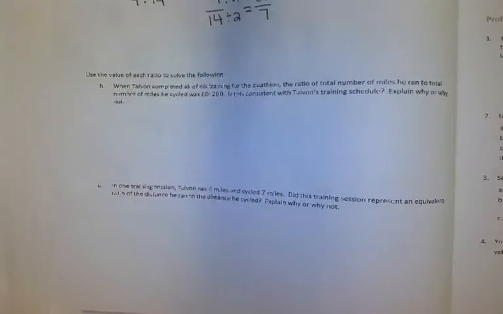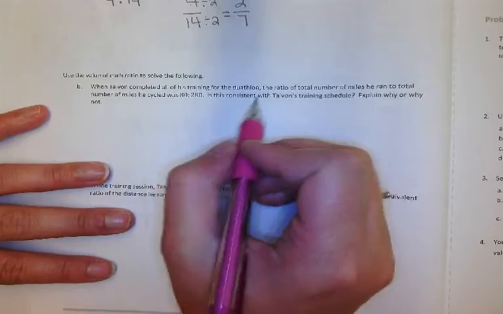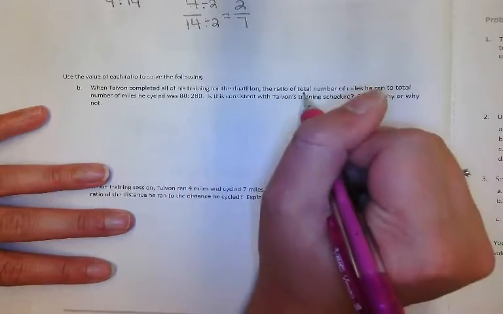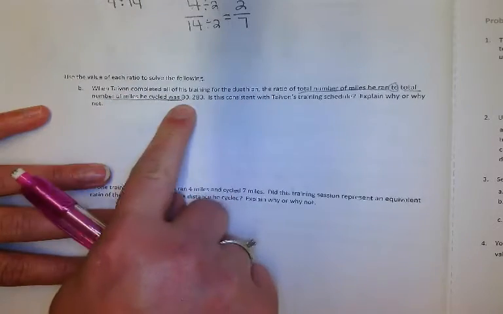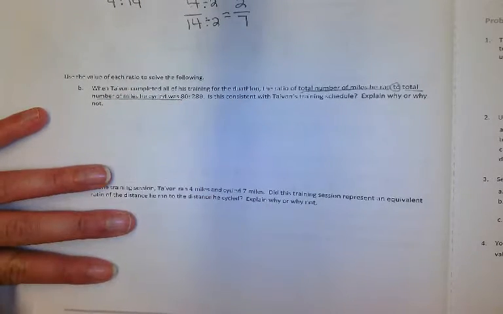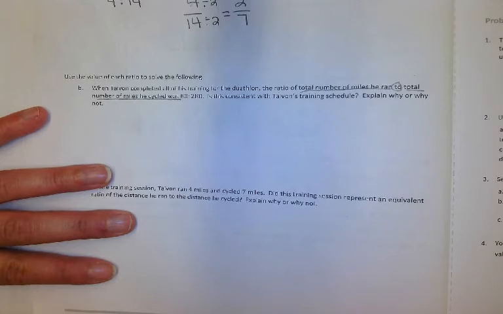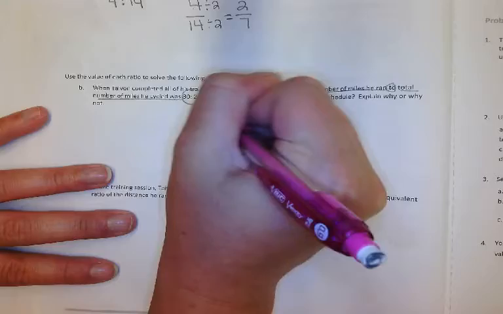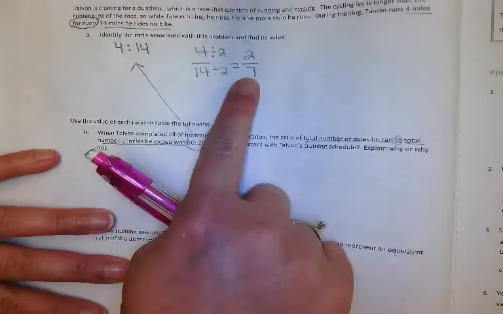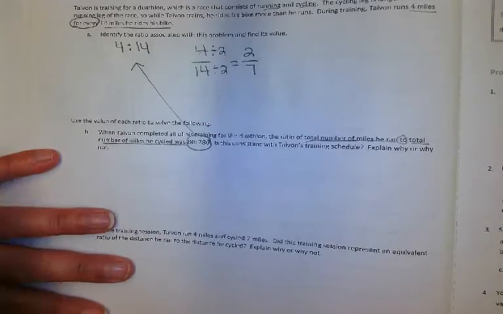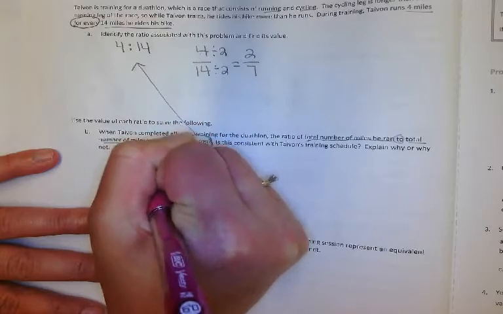So it says use the value of each ratio to solve the following. When Tavon completed all of his training for the duathlon, the ratio of total number of miles he ran to total number of miles he cycled was 80 to 280. Is this consistent with his training schedule? Explain why or why not. Well, if it's consistent, if this ratio is equivalent to this ratio, they have the same value. So we are going to simplify the fraction 80 over 280.